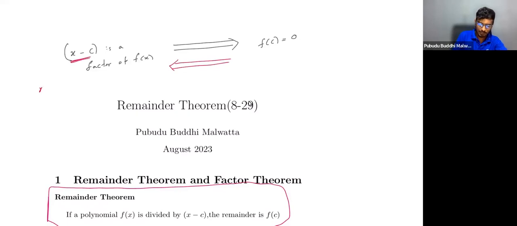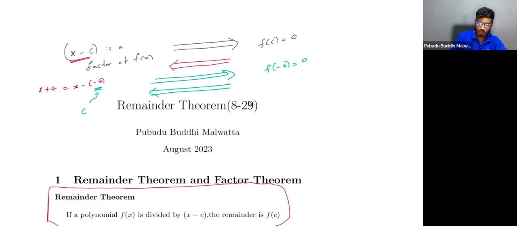Because for example, for x plus 4, what's the c value? You should create that minus sign. Otherwise, you can't compute c. So x minus minus 4. Hence, c equals minus 4. That's the c value. Therefore, if x minus minus 4 is a factor of f of x, f of minus 4 equals 0. Like that. So that's the key here.